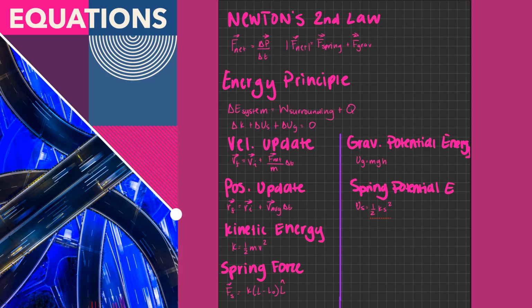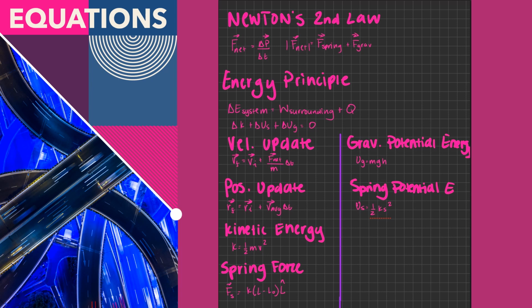Here are some equations. We have Newton's second law involving momentum. It's just the F net is equal to change in P over change in T. In this case, it would be the F of spring versus F of gravity. So the energy principle, we have the change in energy of the system is equal to the work done by the surroundings, W plus Q. But in this case, we're going to have the change in kinetic plus the change in the spring potential and the change in gravitational potential are going to be equal to 0.